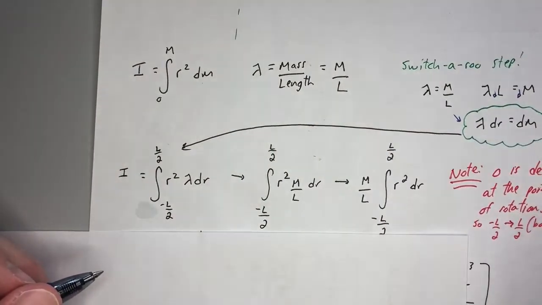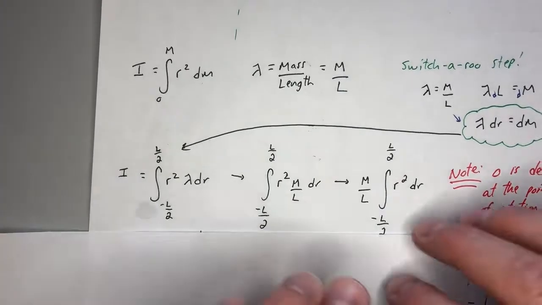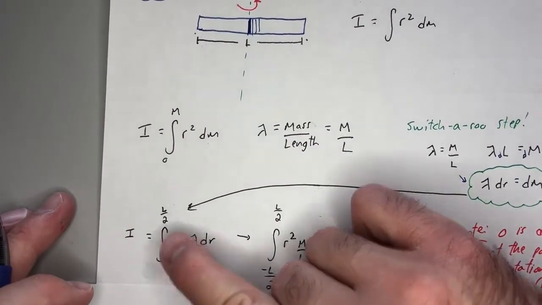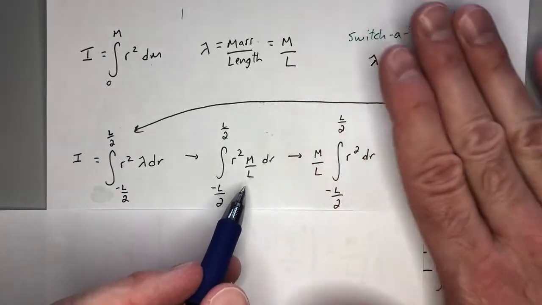And that's how you're taking into account that you have a different axis of rotation than in the first example. Okay? Because our 0 point was right in the middle. So we're going to say that's our 0 point. We're going from negative L over 2 to L over 2. And you get this right here, lambda is M over L. That's a constant. It comes out front.